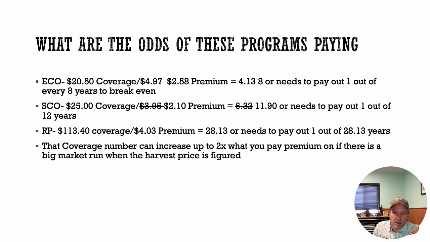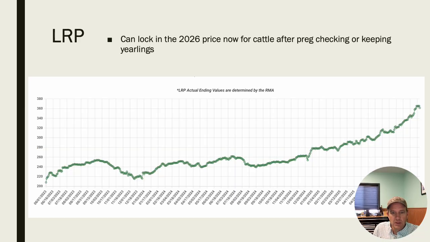So on your revenue protection, that's also a really good deal in enterprise units. It only needs to pay out 1 out of every 28 years to get your money back out of it with the enterprise unit premium. And remember, in revenue protection, sometimes those payments can be doubled by the price going up, which happened in '21. So all these scenarios are based off of just using your base price. If you got more than that because the price went up and we hit a drought, then that even changes those metrics more in your favor, basically.